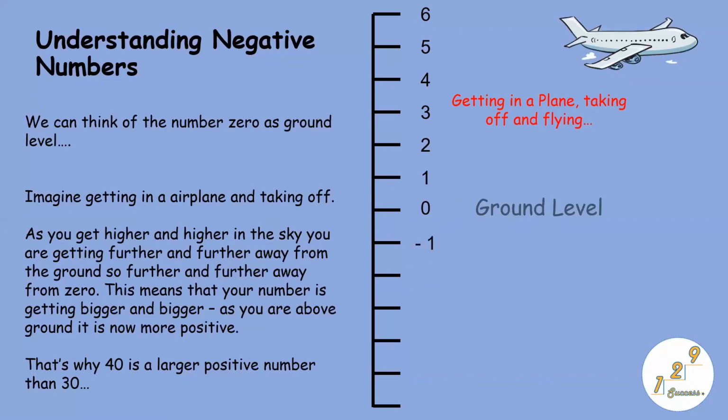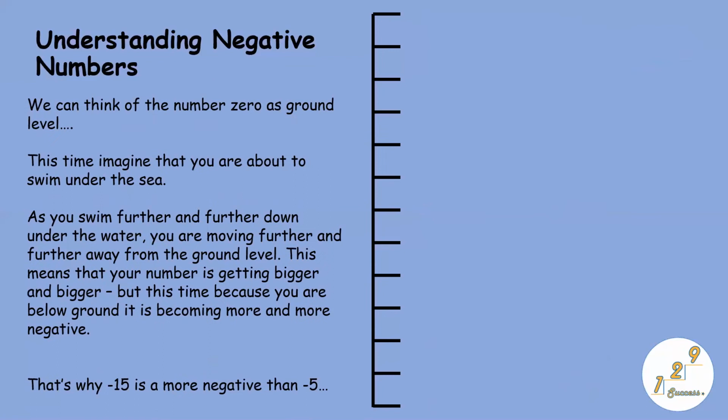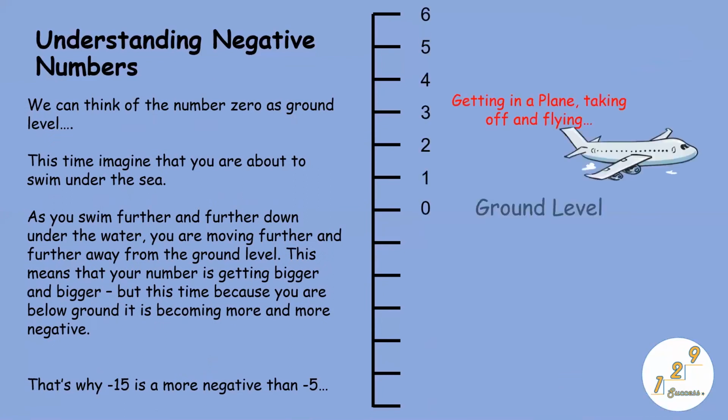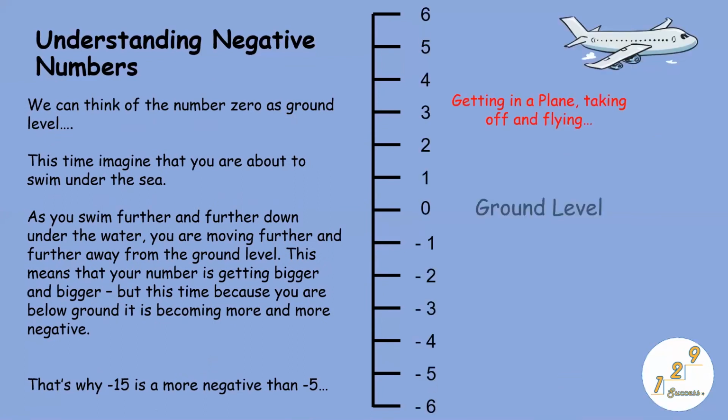Now, when we go the other way, we go to our -1, -2, -3, -4, -5, -6, and so on, all the way down to negative infinity. We are thinking about swimming deeper and deeper under the sea. Our ground level is our 0, and we're going to swim under the sea with all those lovely fishes, and we're going to become more and more negative. Now, on that note, we're going to look at our scale again. And this time, we're going to be going underwater.